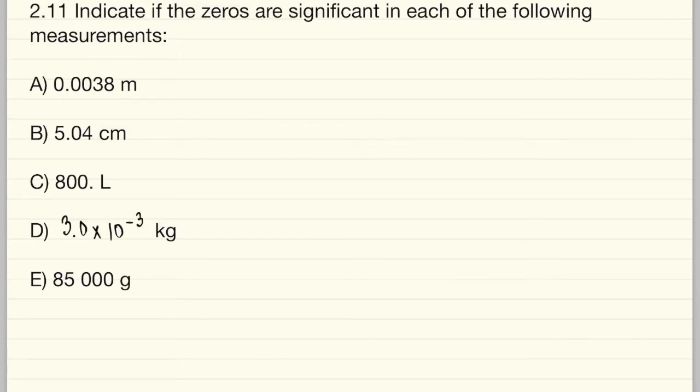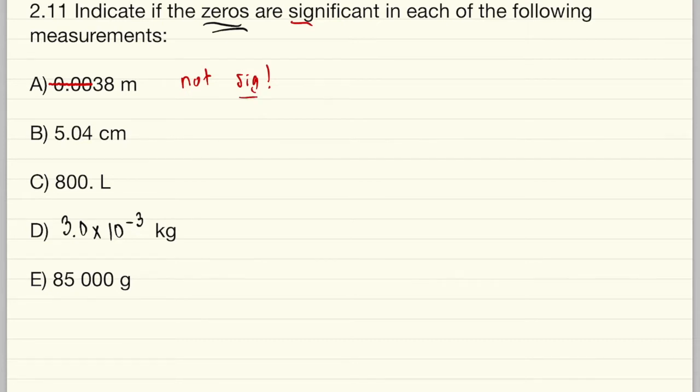Chapter 2, problem 11, asks us to identify zeros and whether they are significant. In this first example, these zeros are not significant because they are before the first number. These are not significant. I'm abbreviating significant, sig, here.